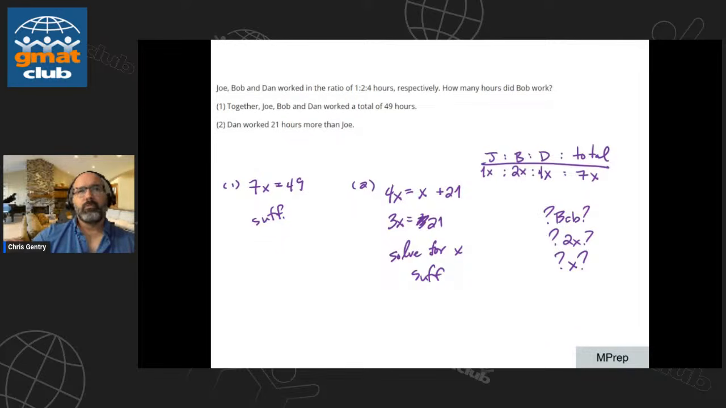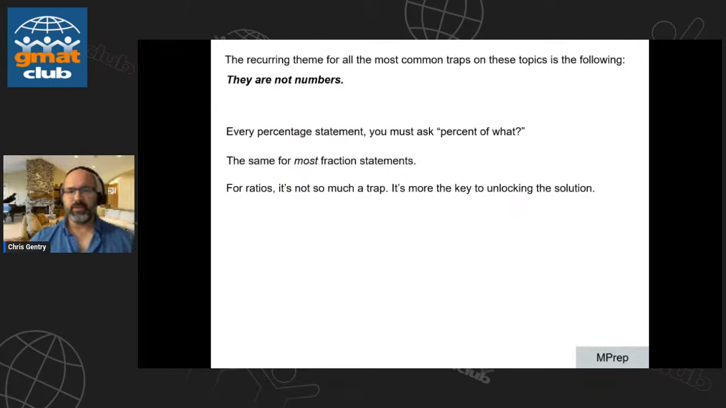All right, so what we're seeing now, just 3 examples, the recurring theme for this is they are not numbers. We must ask a percentage of what? That will also be true for most fraction statements. And then for ratios, we will always want a multiplier on our ratio. We always want to be able to say that 1 to 2 to 4 is 1x, 2x, 4x. All right.